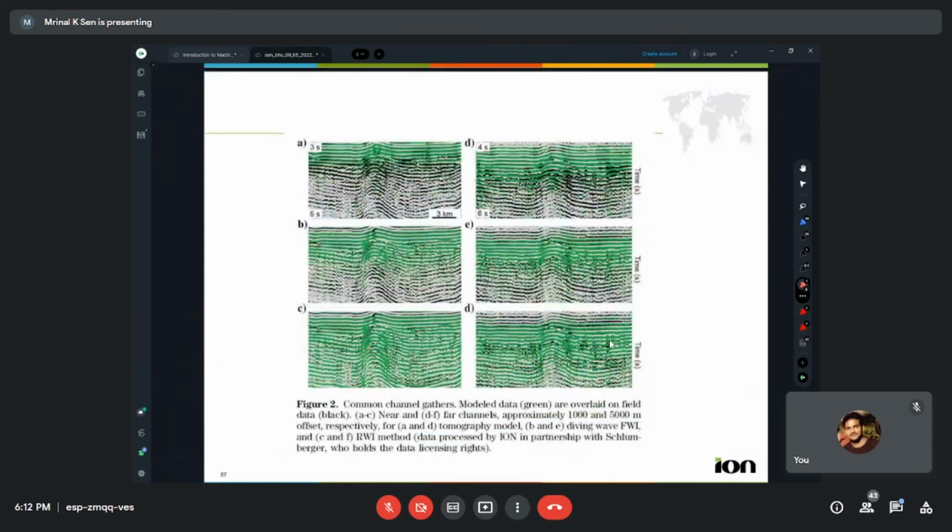And these are what you call common channel gathers. So this is a comparison of the data that you predicted, which is in green, and the actual data, which is in black. So you can see that more or less it's actually matching quite well. Okay, it shows you different parts of the time window.